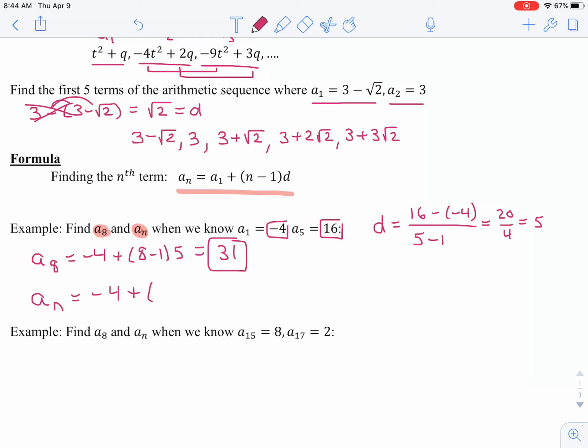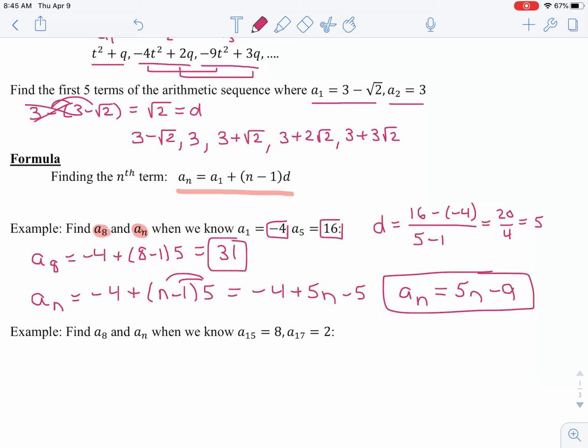And then, since it's the nth term, we don't know what number they're referring to. We'll leave it as n minus 1 times 5. But we want to clean this up and distribute here. So we'll distribute in the 5. So it gives me -4 plus 5n minus 5. And then we'll write this with the n term first. So 5n minus 9.